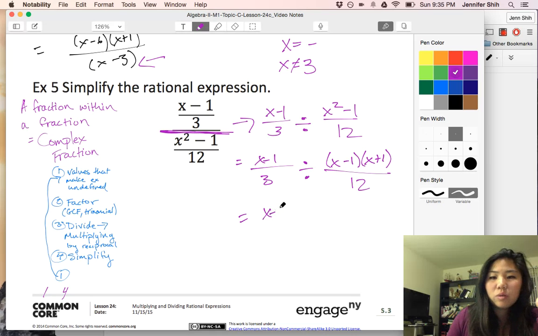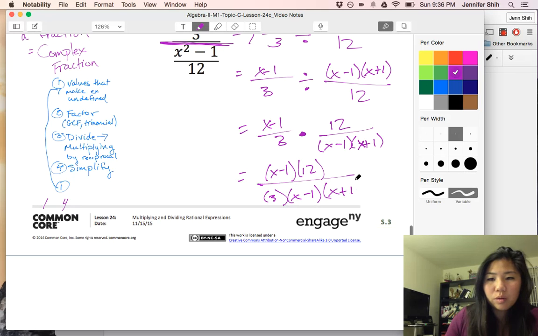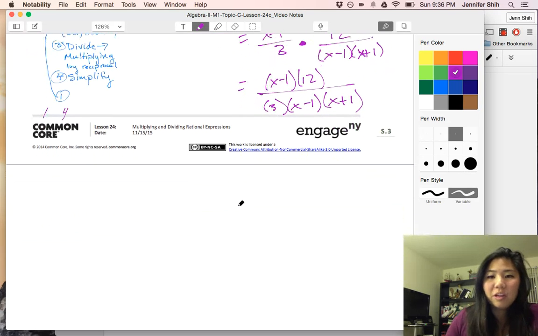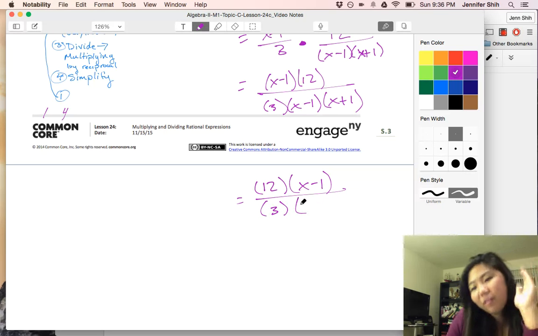So I have x minus 1 over 3 times, I'm going to write my 12 in the numerator, x minus 1, x plus 1. And now I'm just going to multiply across. So I have x minus 1 times 12 over 3, x minus 1, x plus 1. Okay, what I'm going to do at this point is rewrite my factors so that I write all my numbers first, and then I write my factors, and I'm going to try my best to line up any factors that cancel out.